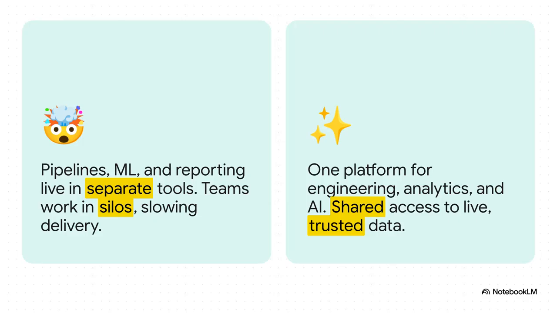And this visual really shows the before and after picture. On the left, that's the old way. It's messy, it's siloed, and everything is just slow. You've got your data engineers, your data scientists, your analysts, all working on different copies of the data. And what does that lead to? Total confusion. But on the right, that's the promise of a unified platform. One single source of truth where everyone is collaborating on live data. The result? You get speed and you get trust.